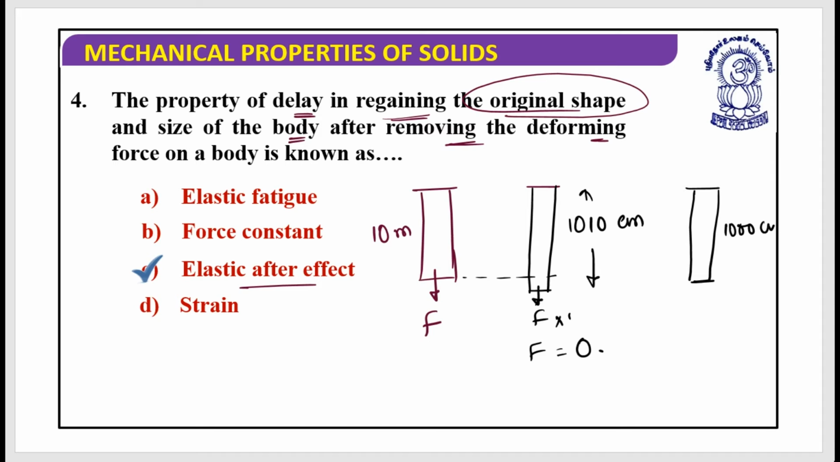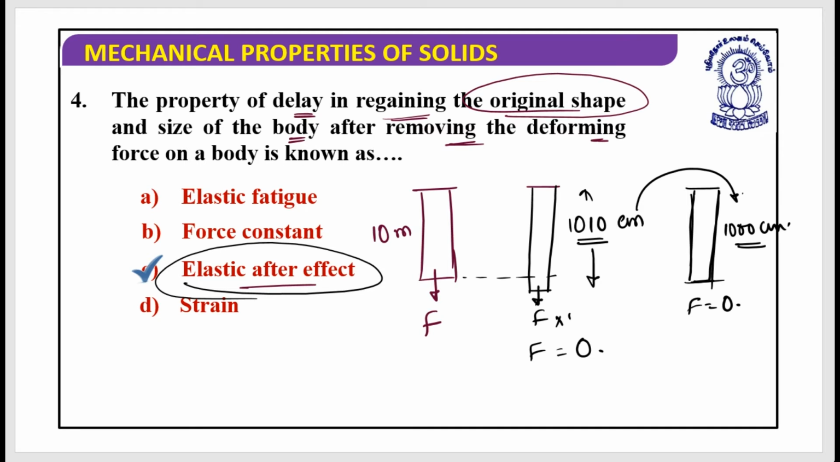It is again 1000 centimeter. Look at this, when force is zero, after removal of force, it is again going to regain its original shape and size. But from this thousand centimeter to 1000 centimeter, it has taken a certain finite amount of time. And this is known as the elastic after effect. It is the property of delay in regaining the original shape and size of the body even after removing the deforming force of a body. This is known as the elastic after effect.